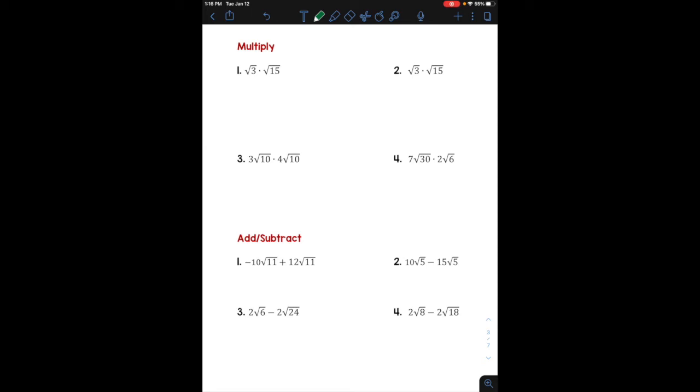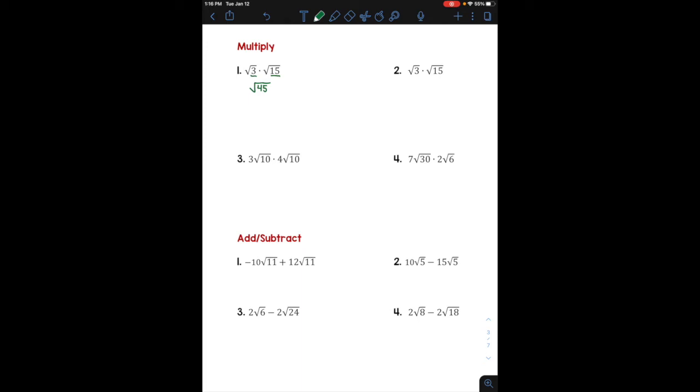Our second page here, we're going to do 3 operations: multiplying, adding, and subtracting. We did mention multiplying on the first page, being that the rule is that you can only multiply outside numbers together and inside numbers together. For example, when we do the square root of 3 times the square root of 15, we can multiply 3 times 15 together because they are both inside a radical. Since they're both inside a radical, their product will also be inside a radical.